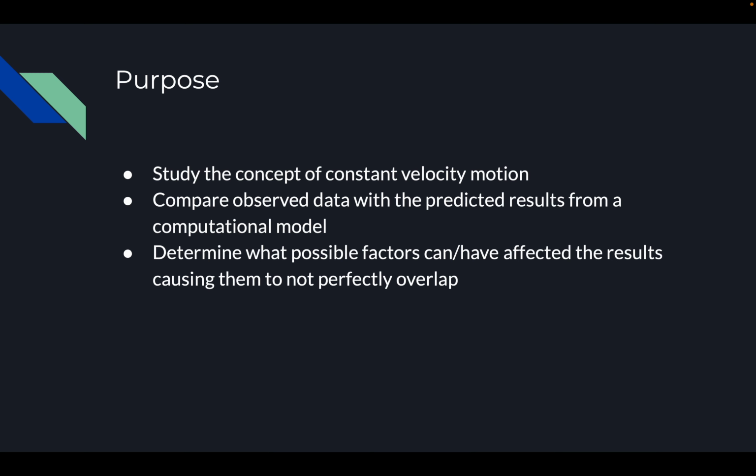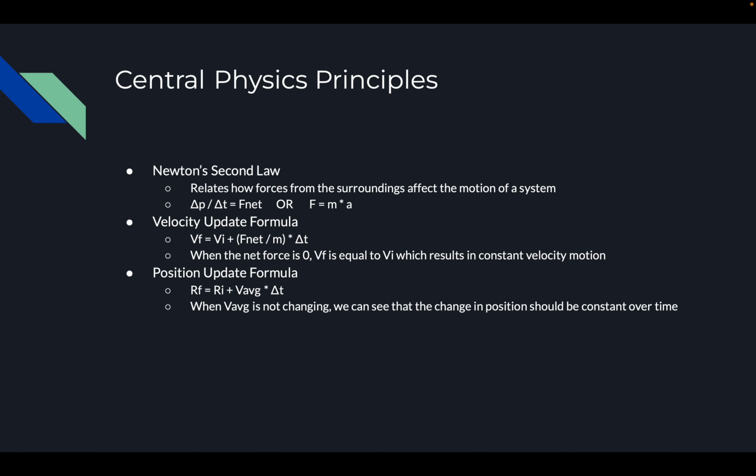The purpose of this lab was to study the concept of constant velocity motion and compare observed data with the predicted results from a computational model, and then to determine what possible factors can and have affected the results which caused them to not perfectly overlap.